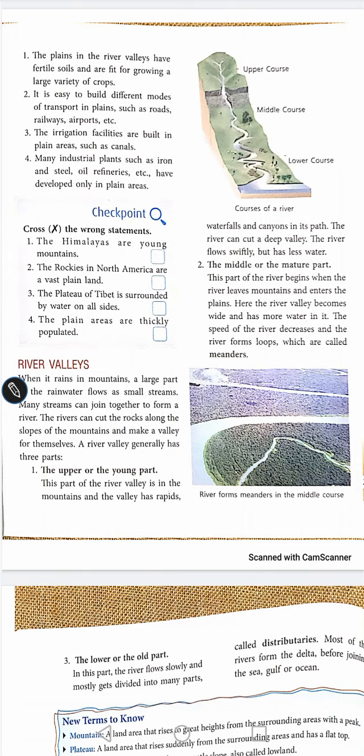So this part of the river valley is in mountains and the valley has rapids. No, we have to learn this. The lower part or the old part: in this part the river flows slowly and mostly gets divided into many parts called distributaries.